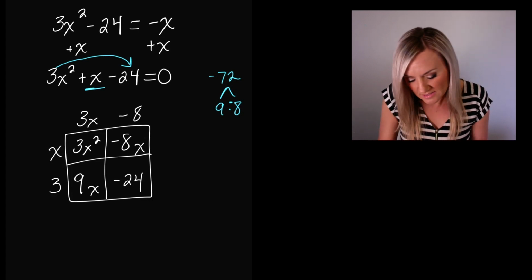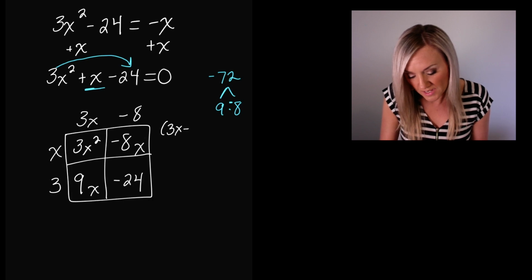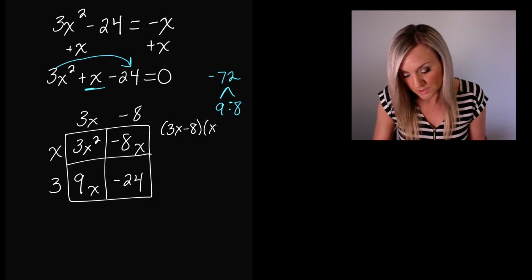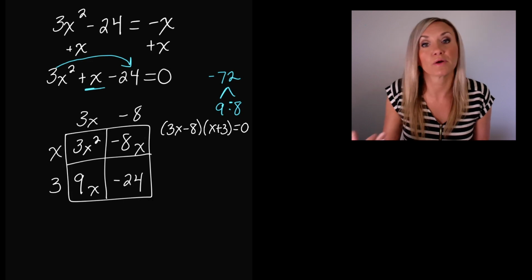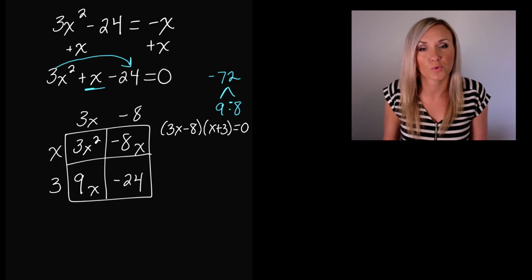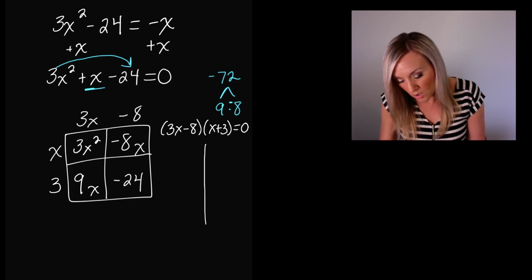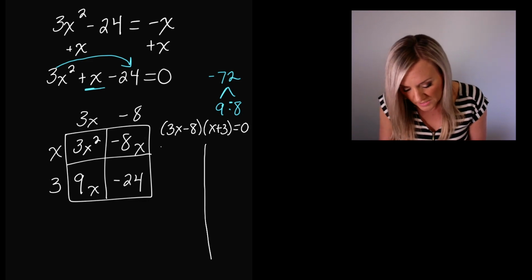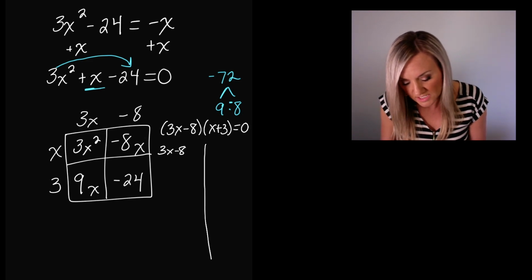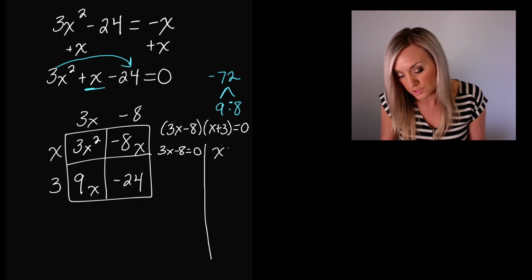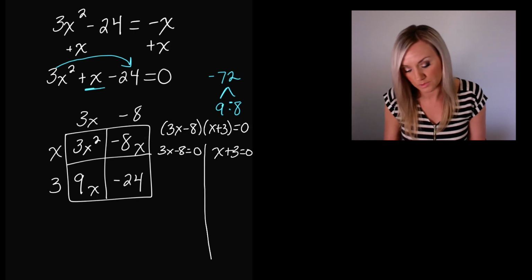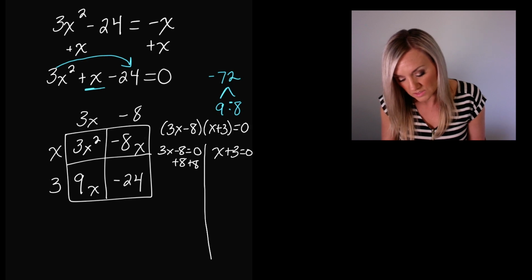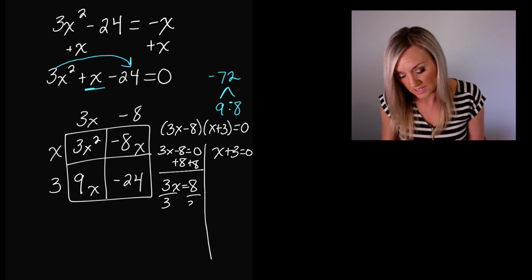Now that we've done that, we can set up our two parentheses: 3x minus 8 and x plus 3, equals 0. Now that we've written our quadratic in factored form, let's solve both factors. We'll write separate equations and then solve them. 3x subtract 8 equals 0 and x plus 3 equals 0. Solving individually, let's add the 8 to each side. So we have 3x equals 8. Then divide by 3, and x gives us a positive 8 over 3.